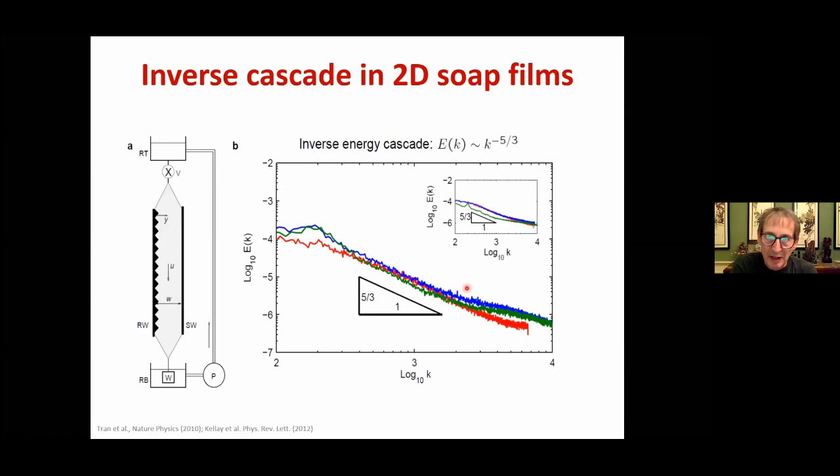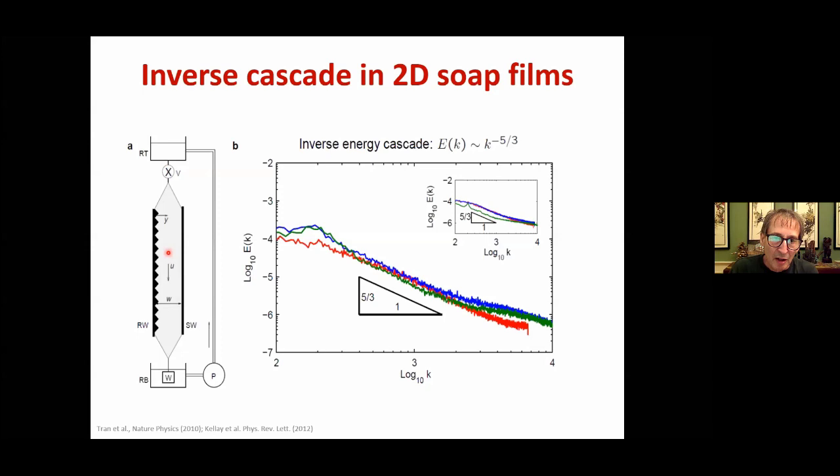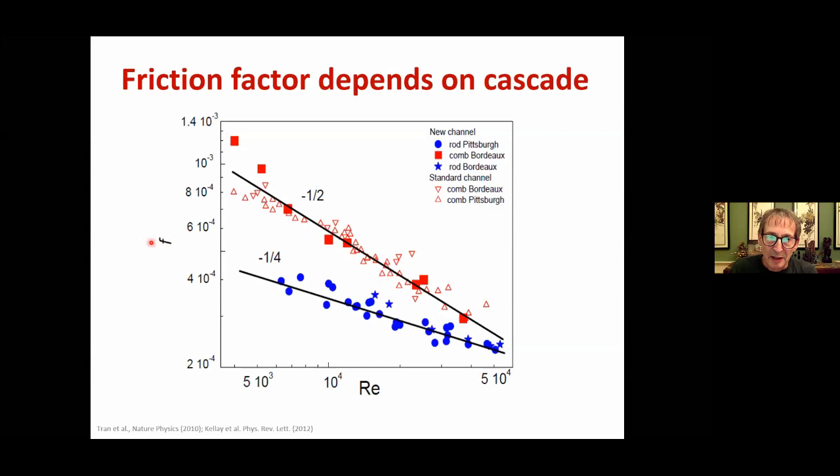So how do you measure the friction factor? Well, you measure the velocity profile across the film. The velocity, of course, is zero at the walls and is large in the middle, and you measure the actual profile, and from the slope of the profile at the wall, you can measure the frictional stress that the fluid is exerting on the wall. When you do that, you find that the friction factor scales with Reynolds number in the following way. In the case where you have the inverse energy cascade, the 5/3 power law, you get something scaling as Reynolds to the minus 1/4. If on the other hand, you use the configuration where you have the entropy cascade, the friction factor now scales as Reynolds to the minus 1/2.